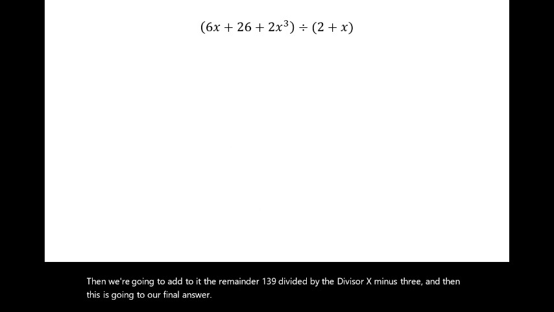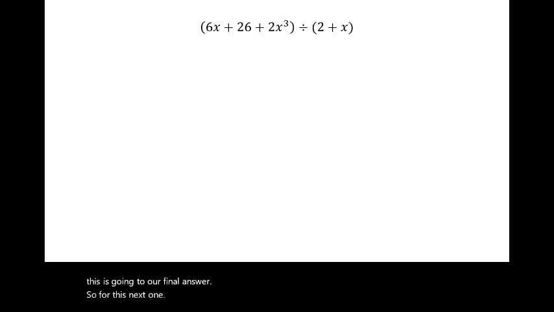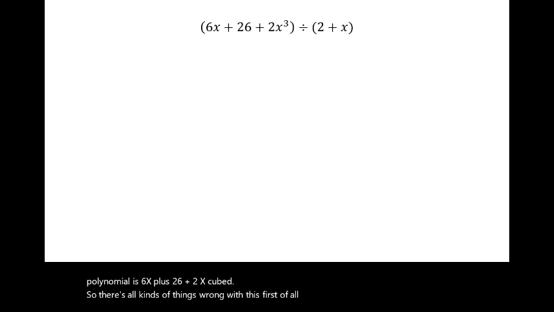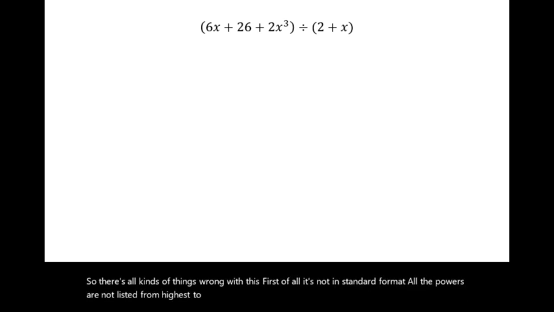So for this next one, before you get started, you might notice, take a look at the two polynomials. The first polynomial is 6x plus 26 plus 2x cubed. So there's all kinds of things wrong with this. First of all, it's not in standard form at all. The powers are not listed from highest to lowest at all, and the constant's not last.